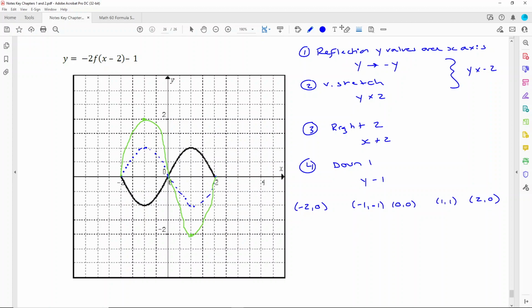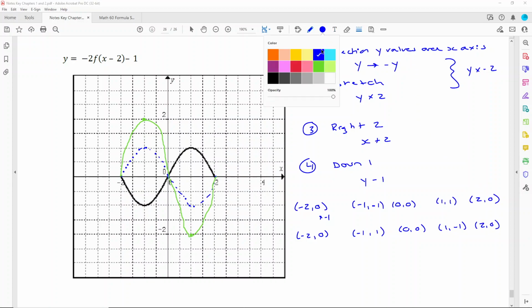Okay, so we did the first transformation in blue. We reflected them, so we times the y value by -1. So this is the first transformation. We end up with -2, 0, -1, 1, 0, 0, 1, -1, and 2, 0. Okay, that was my first transformation.